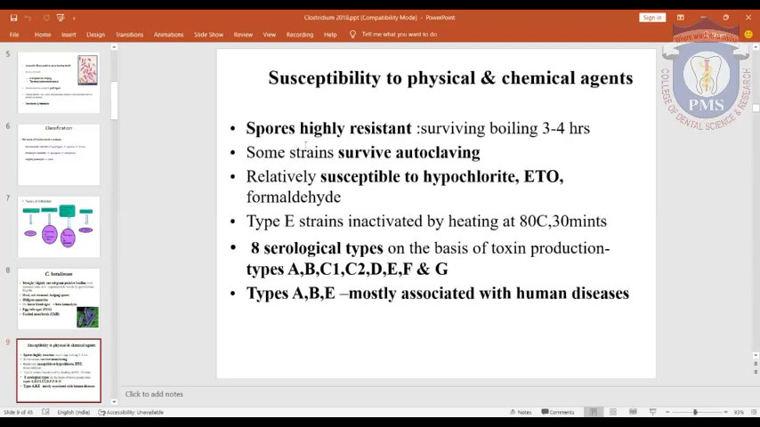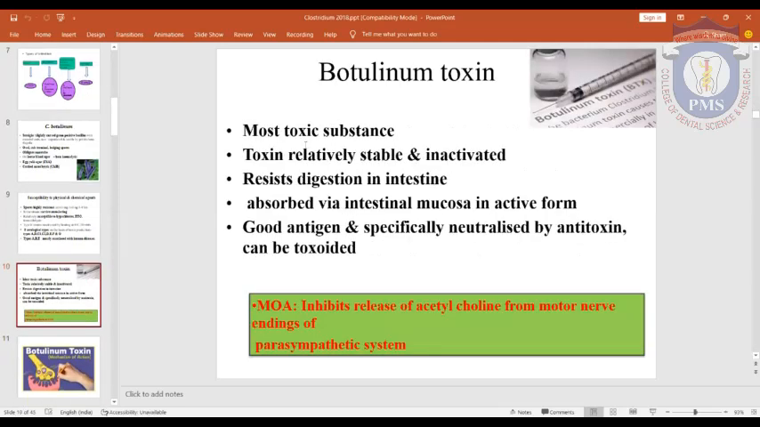Botulinum toxin. Botulinum toxin is the most toxic substance. These are small protein with 19 amino acid and molecular weight of about 150 kilodalton. The minimum lethal dose for humans is 1 mcg. This is a potent neurotoxin.